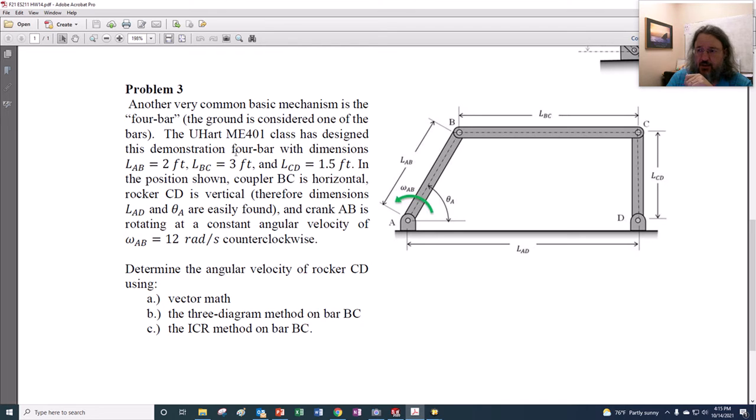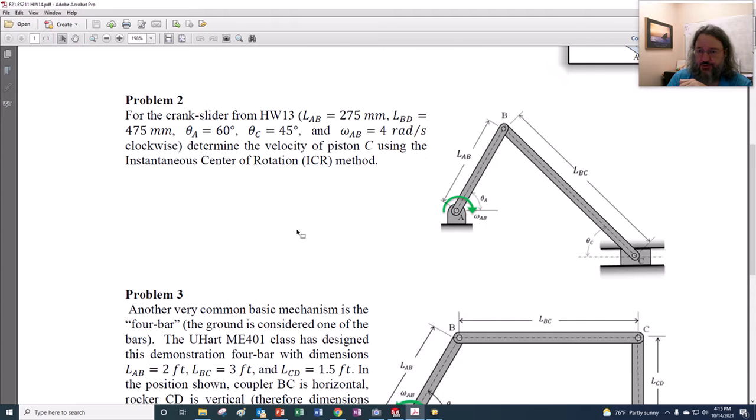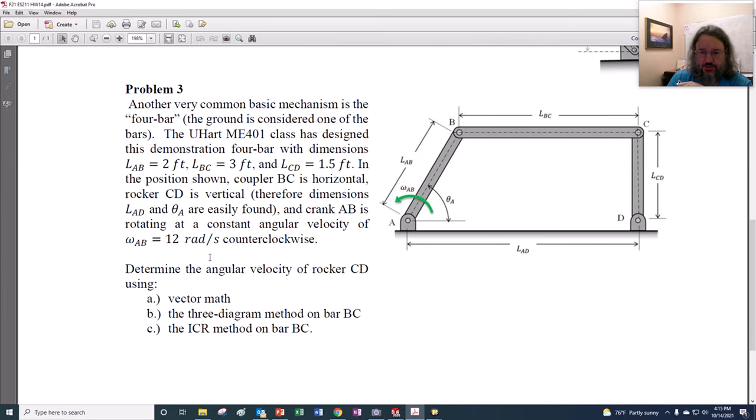And in my class, a senior level class called Mechanisms, ME401, we deal a lot with 4 bars and crank sliders. It's our basic building blocks of mechanisms. And this thing is 2 feet long here, 3 feet long there, and 1.5 feet long here, so we could figure out what the rest of these dimensions are, or what we need.